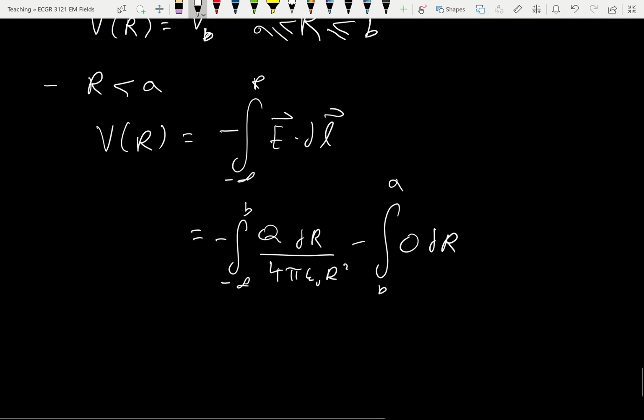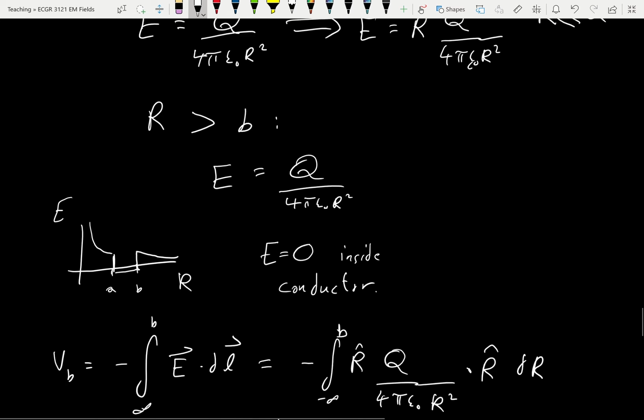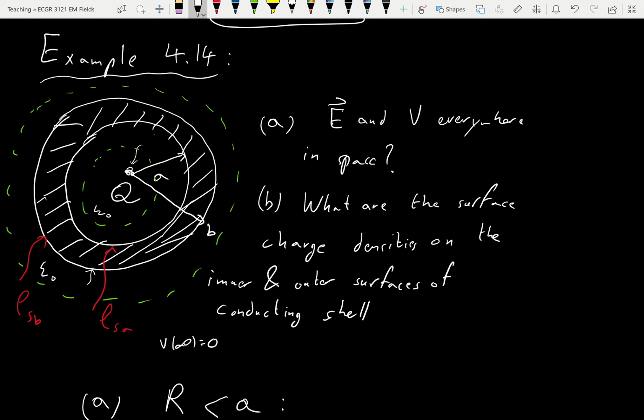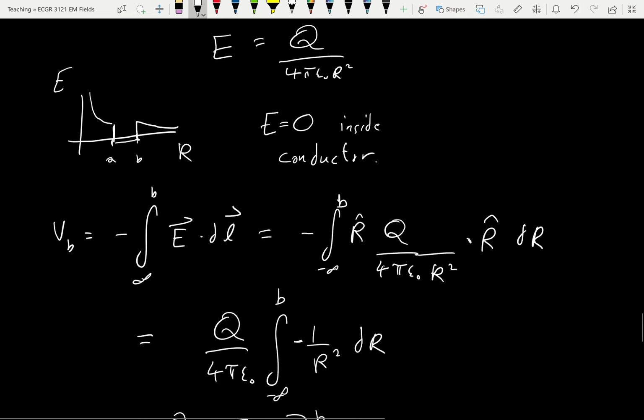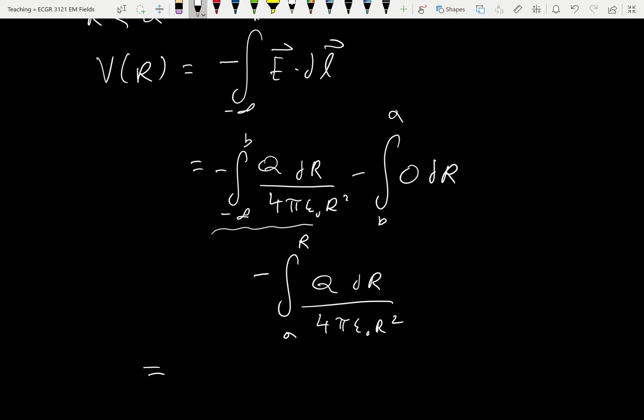We said the electric field is 0 there inside the shell, then minus from A to R. R here lies inside the shell, right? R now goes to some point here inside the shell, right? And this is Q dr over 4 pi epsilon naught r squared. So we already calculated this part, right? This part turns out to be Q over 4 pi epsilon naught B.